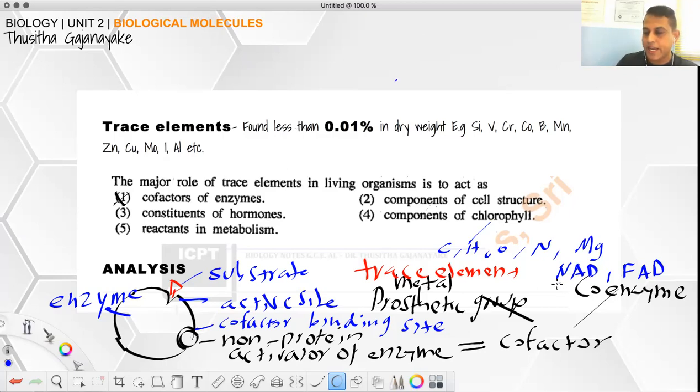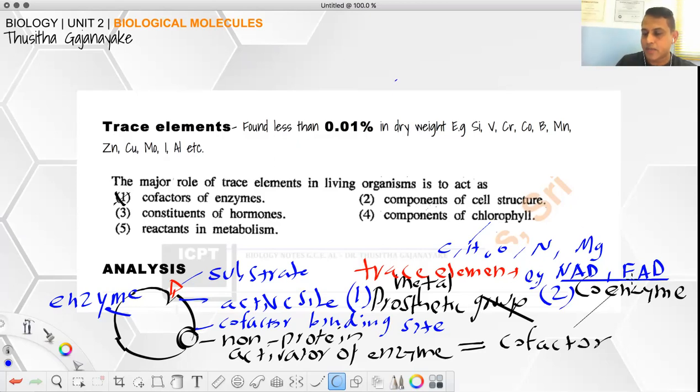What is this NAD and FAD? So NAD and FAD are called coenzymes. So we can learn like this. Some enzymes need non-protein activators. They are called cofactors. Cofactors are two types. One is a prosthetic group, second one is a coenzyme. Examples of coenzymes, NAD and FAD.